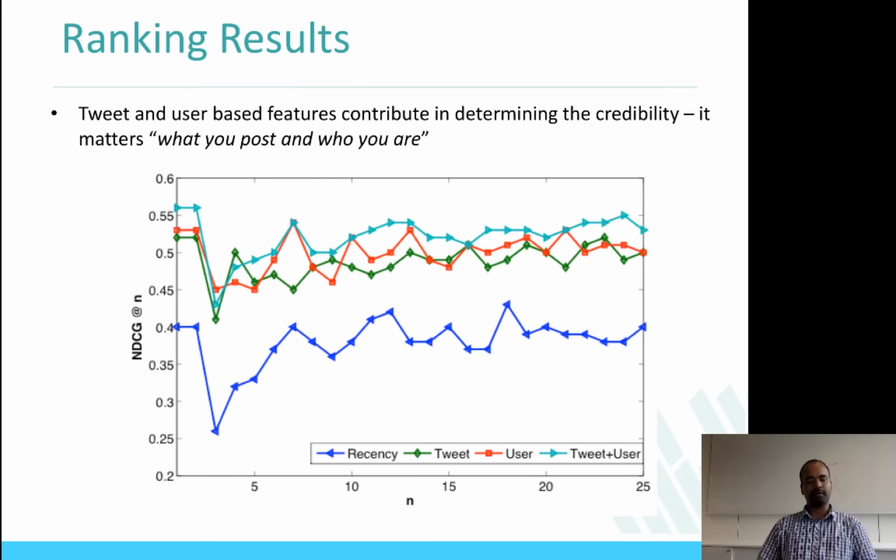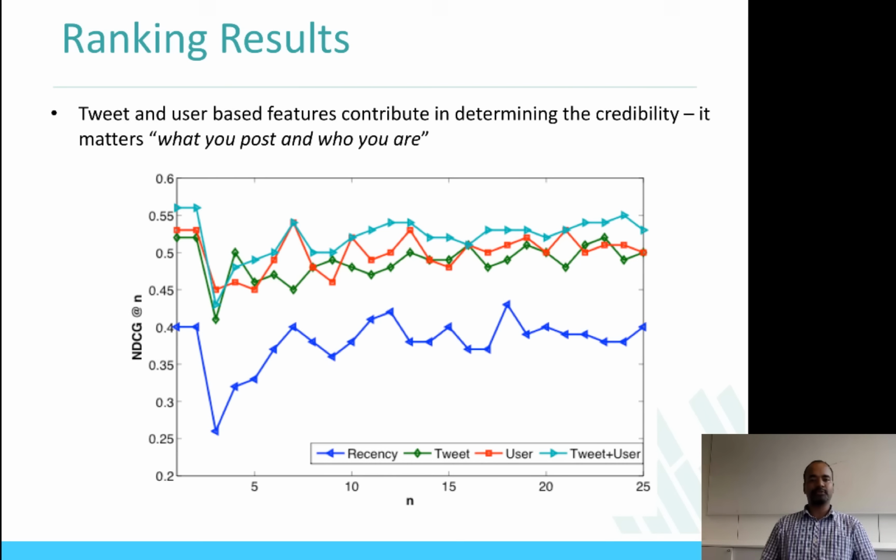So here is a graph for looking at the content from the tweets that we collected, looking at the posts that we collected: recency, tweet, user, Twitter plus user. These are the features that we used, if you remember, to find out whether a post is legitimate or not. We're drawing a graph of n, which is on the x-axis, and NDCG value, which is on the y-axis. You can clearly see that the tweet plus user, which is at the top of the graph, is doing well in terms of the NDCG values.